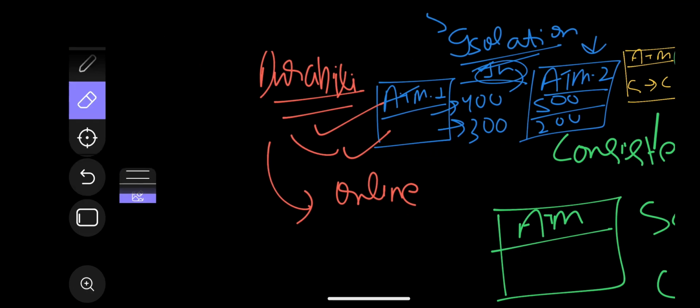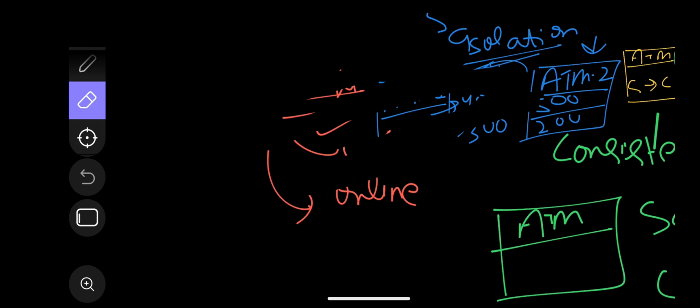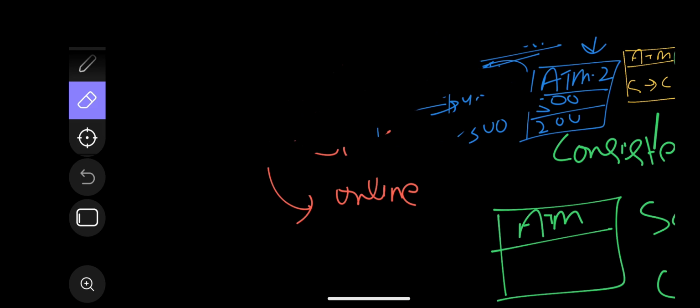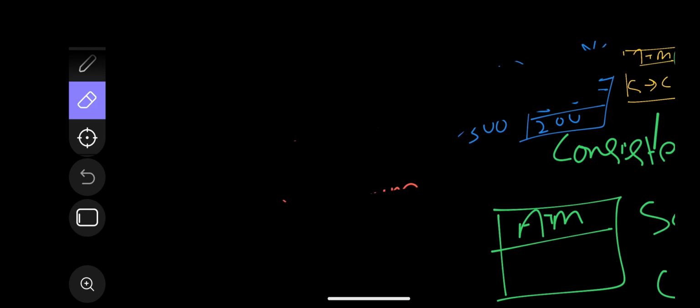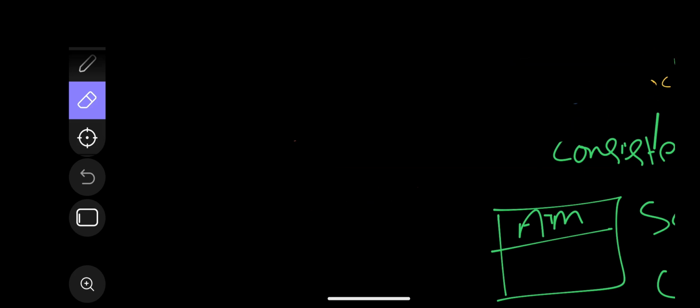So I think we have talked about a lot of topics. This is what ACID transactions look like. Now we can move to the next part, that is database indexing.